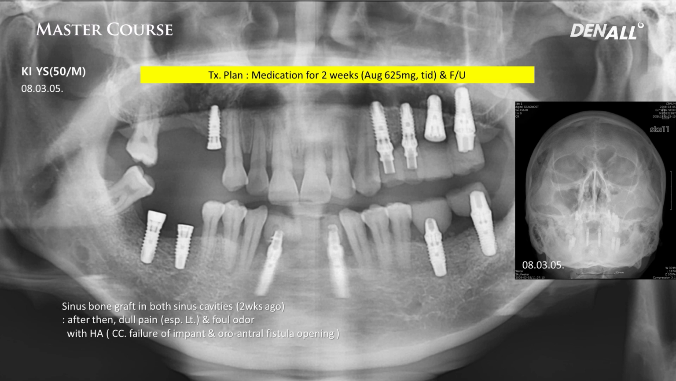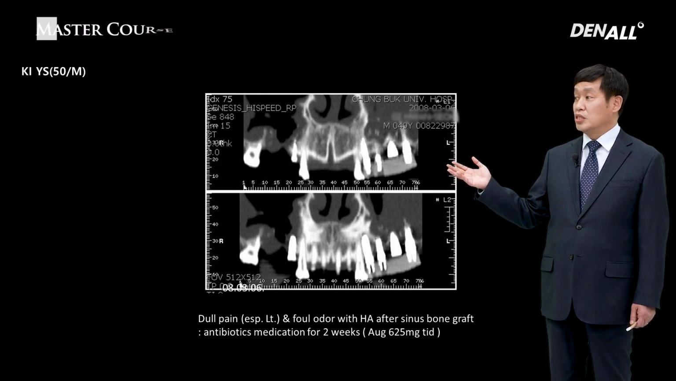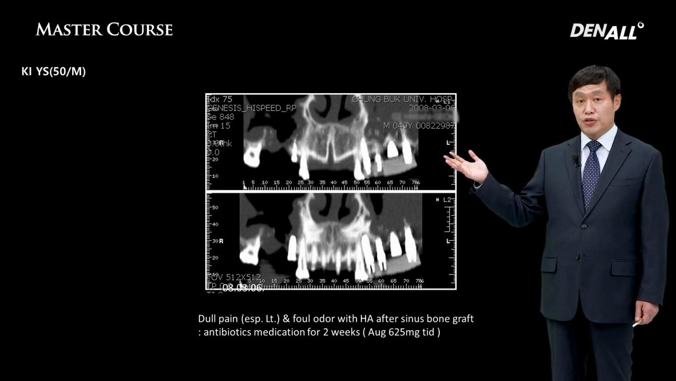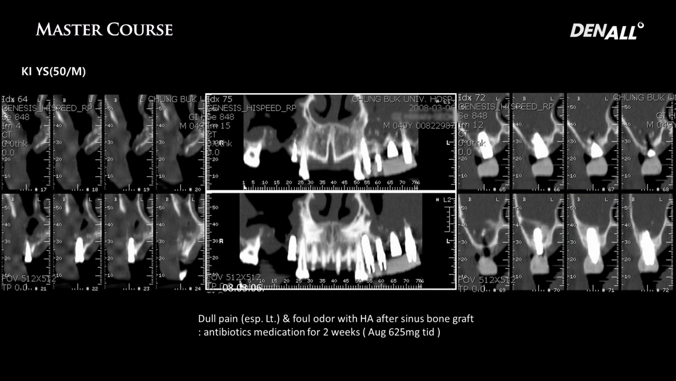Augmentin was prescribed. Augmentin is a beta-lactamase inhibitor and has clavulanic acid as well as amoxicillin. Antibiotics were prescribed, and a 2 week follow-up was done. As you can see, this is the CT at the initial visit. Within the sinus, there's haziness and graft material is scattered. The chief complaint was the right side. Although there was an oroantral fistula, the sinus looks more clean now, whereas on the left side it looks fully blocked.